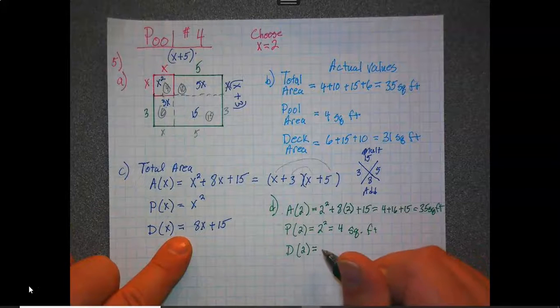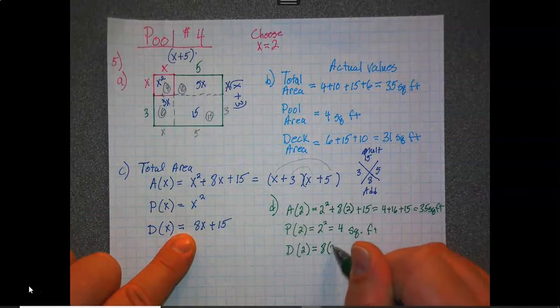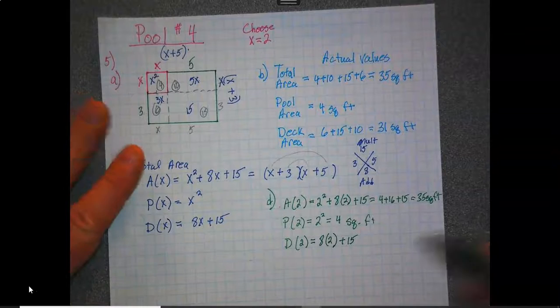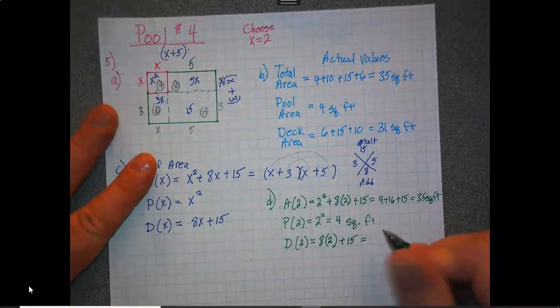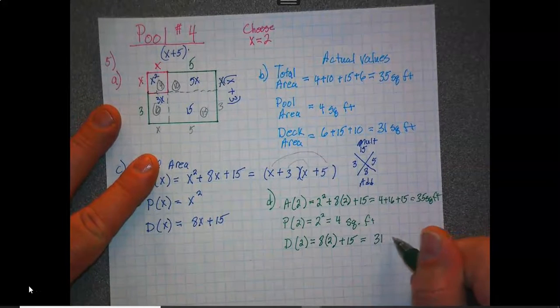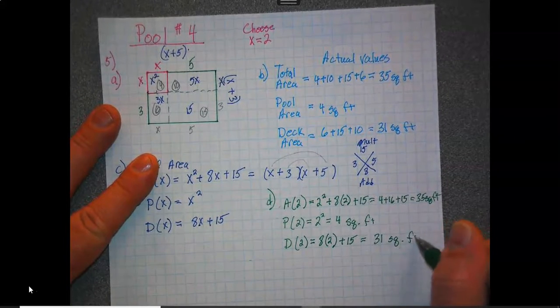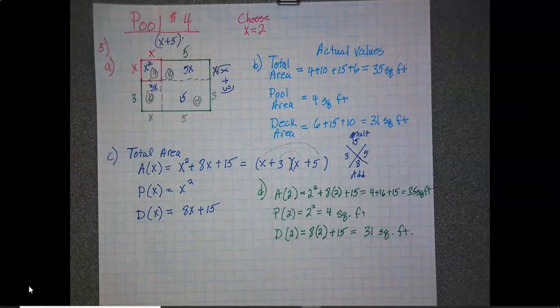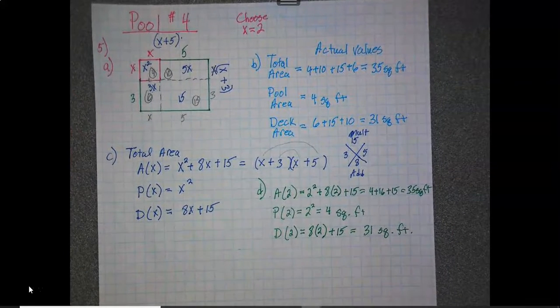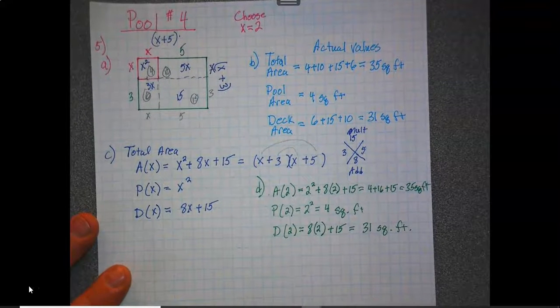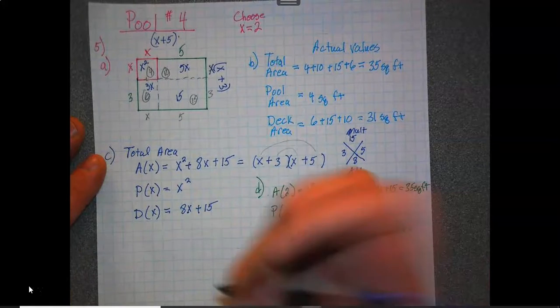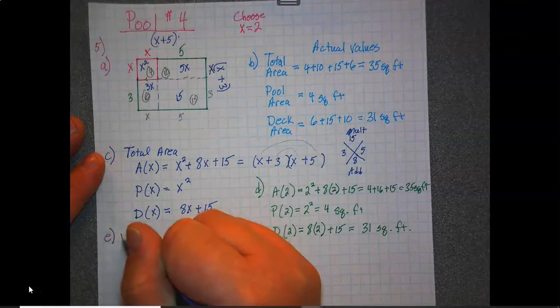Okay, the d of x is 8 times 2 plus 15. That'd be 16 plus 15, which is our 31 square feet. All right, I think with question number 5, they had started asking a couple more things. So E, it says find the vertex. We have to find the vertex.